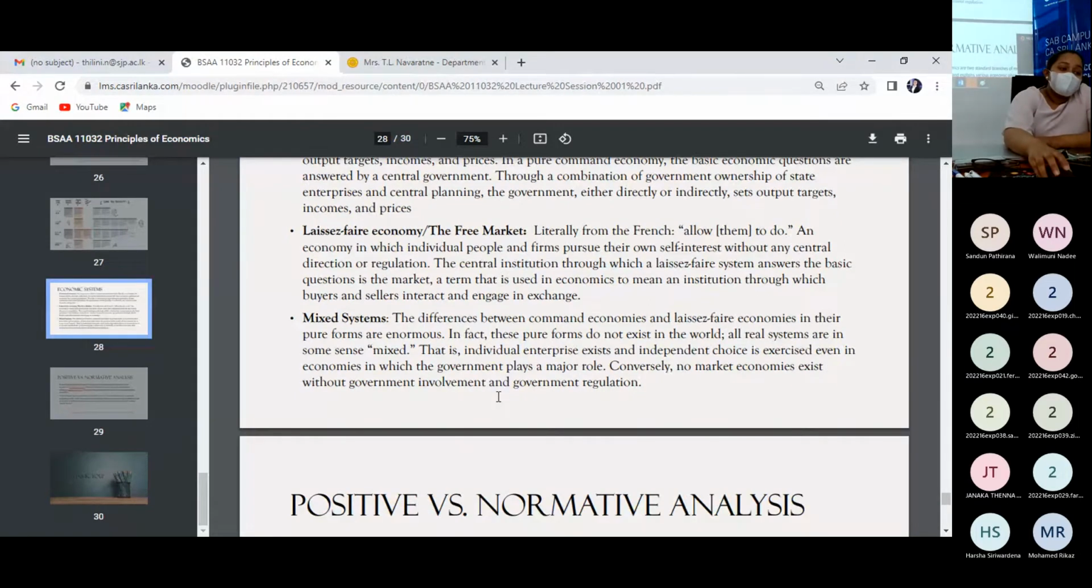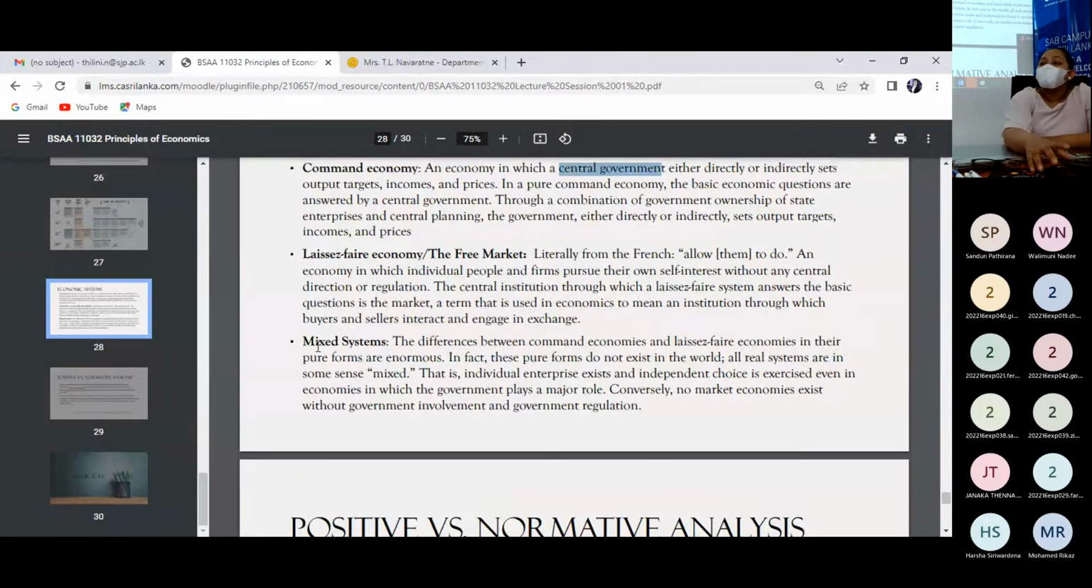Then there are mixed systems, which is the most common system. We have a little bit of government influence, regulation, and a little bit of free market. Both mixing together, these economic systems are there.